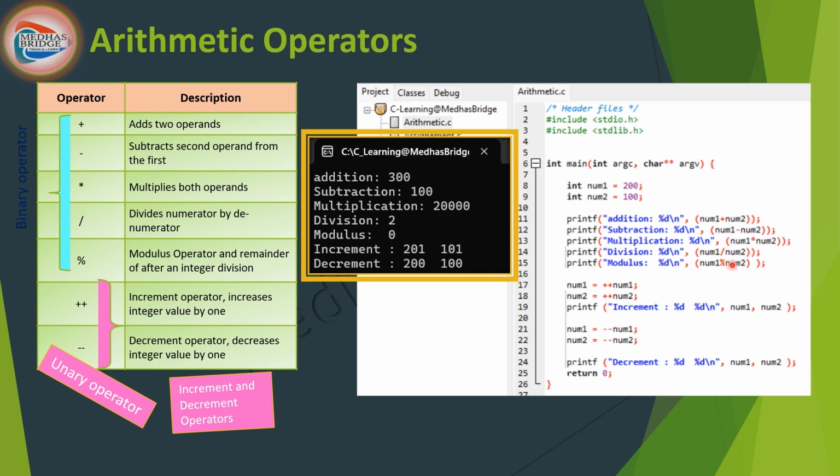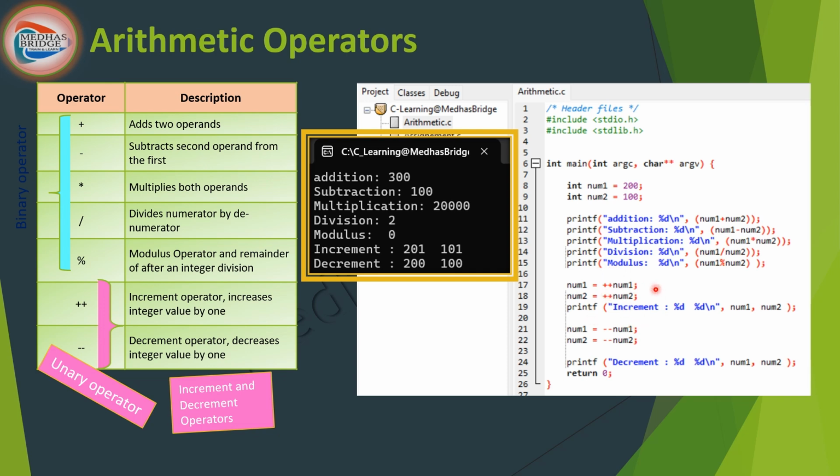Division, 200 divided by 100, gives 2. Modulus is the remainder. When I say 200 by 100, what would be the remainder? Because 100 times 2 is 200, the leftover is 0, and hence the modulus operation returns 0, right? This is very, very important for us. In addition to that, I also included unary operators, the increment and decrement operators.